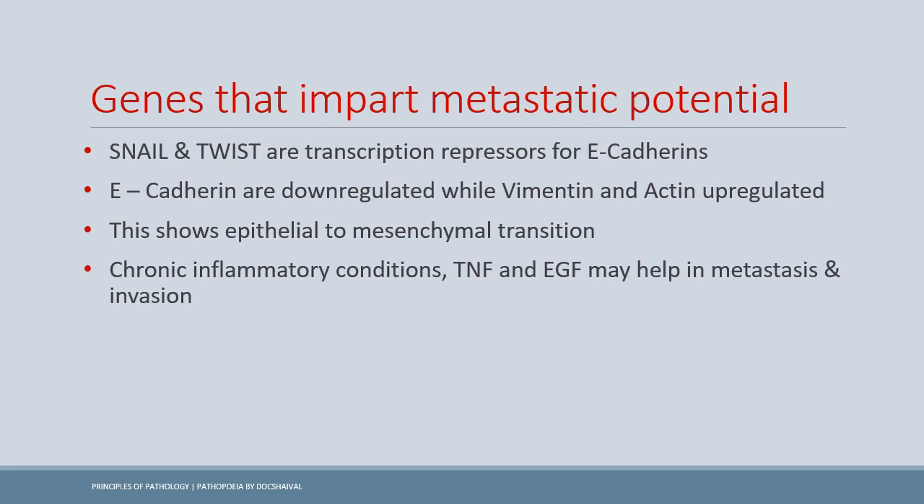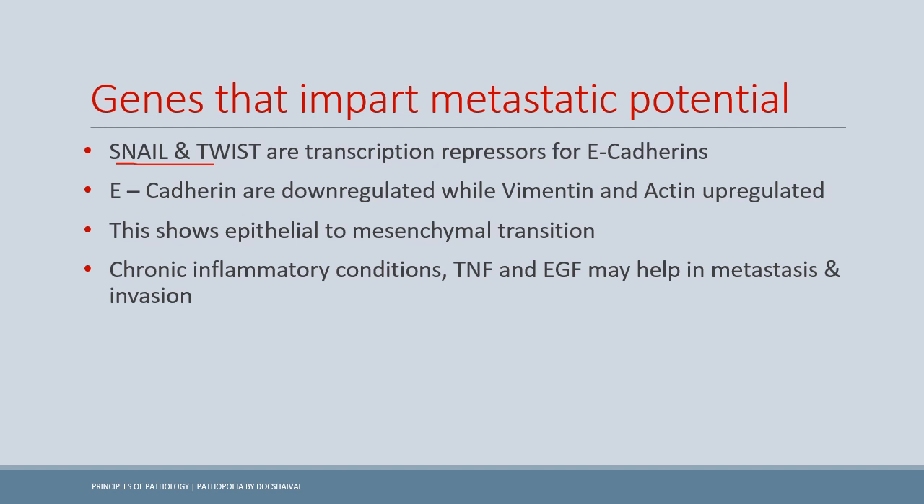Now, what are the genes that impart the metastatic potential? We know that E-cadherin is decreased, causing loss of cell-to-cell adhesion, but there are some transcription repressors for E-cadherin also, and those are Snail and Twist that repress E-cadherin. And if they repress E-cadherin, you can say that there is activation.